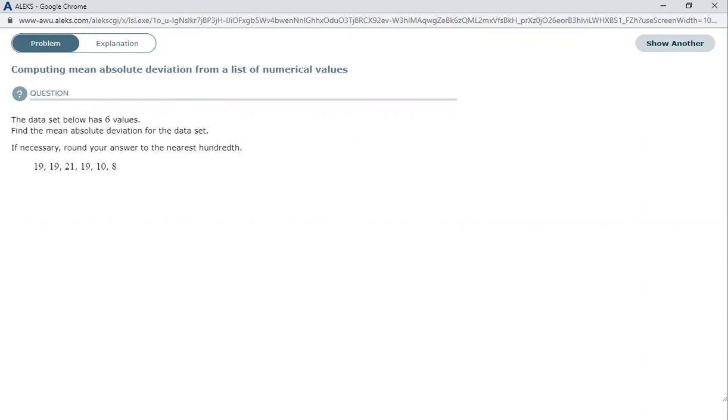The first step, if you're trying to find the absolute deviation, is always to find the mean. We have to find the mean, or the average, of all of these numbers. So the first step, find the mean. To find the mean, we're going to add all of those up. I'm going to do it in my calculator just for the sake of time. So I'm adding 19 plus 19 plus 21 plus another 19 plus 10 plus 8. If we add them all up, I get 96.